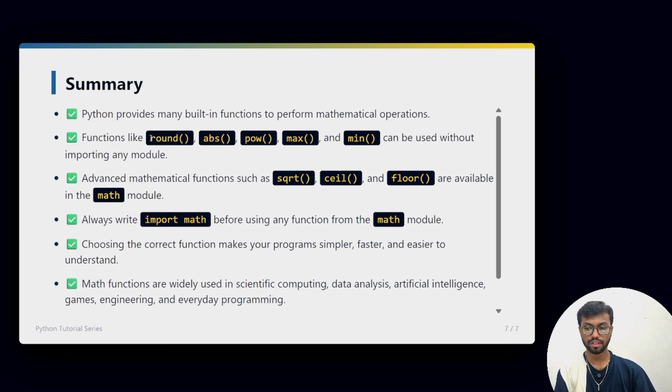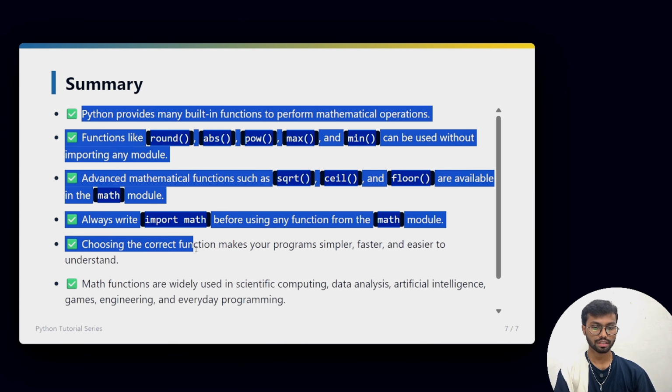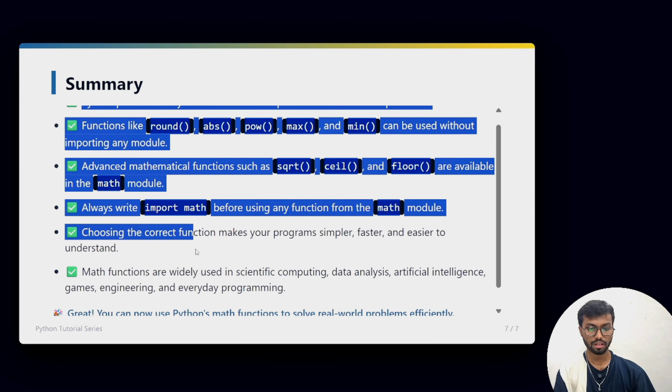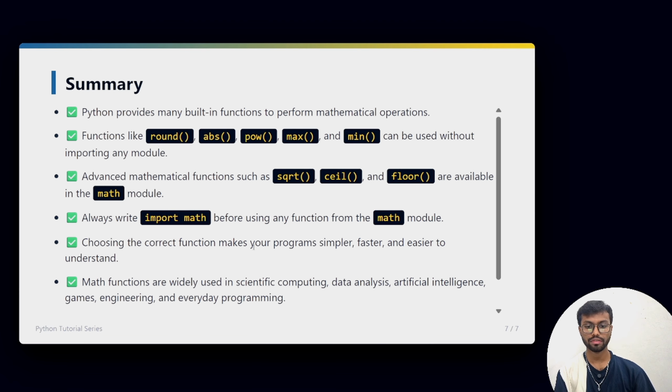So that was everything related to some arithmetic operators and math related functions in Python programming. You can go through the summary if you need. This is all the things we have done. So now this is all for this video. I will see you in next video. Bye.